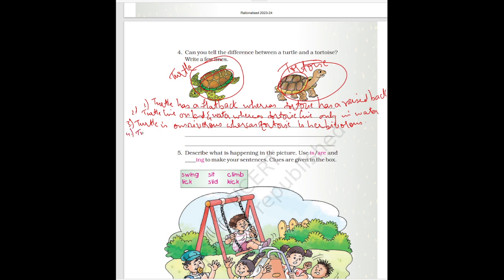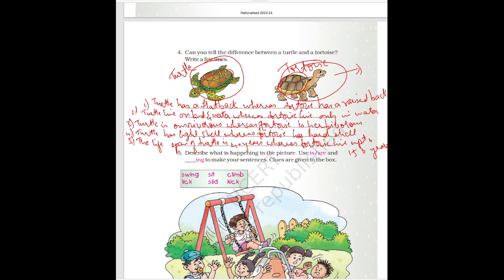Then fourth one you can write, turtle has a light shell, whereas tortoise has a hard shell. So the shell of turtle is a little light as compared to the shell of tortoise. Then fifth one, the lifespan. The lifespan of turtle is 40 years, whereas tortoise lives up to 150 years. So this turtle lives up to 40 years, but this tortoise lives up to 150 years. So these are the differences between the two.